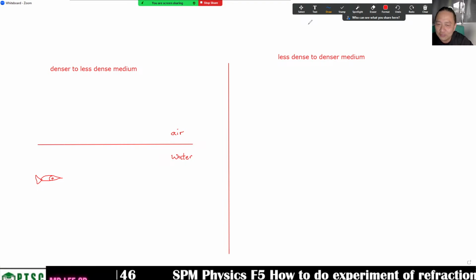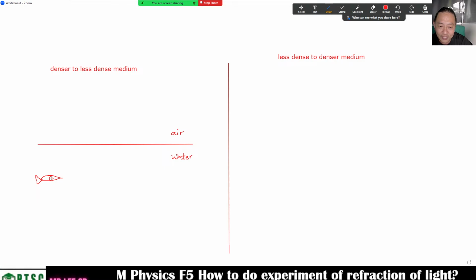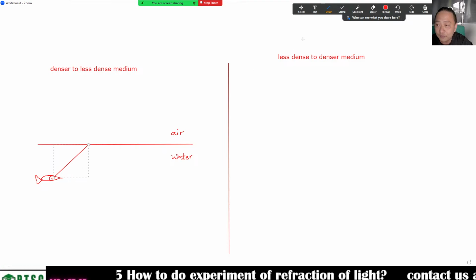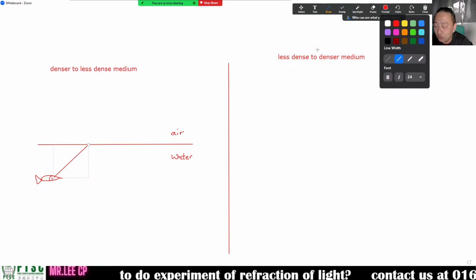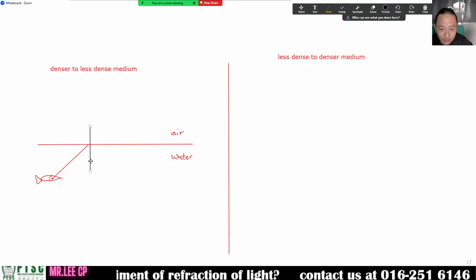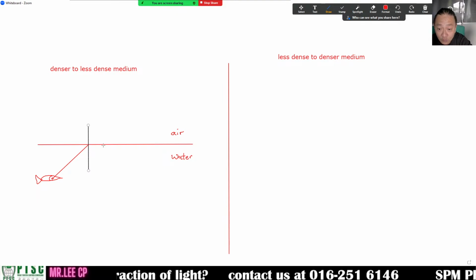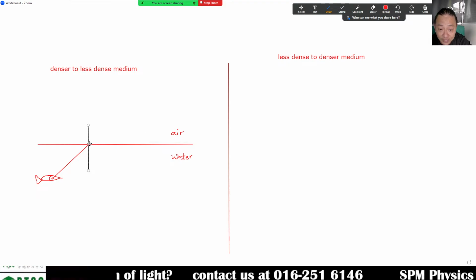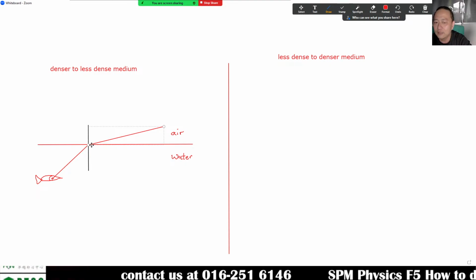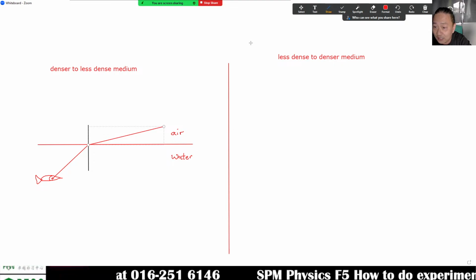First of all, the fish will look in two different ways, from the eye to here. So normally you will draw eye to here, and then I draw one more normal line from here. This is a normal line. Now the light will bend away from denser to less dense. This is what you always say, denser to less dense. But in fact, this is the food.